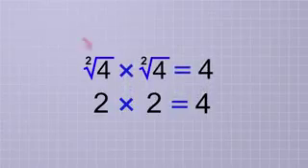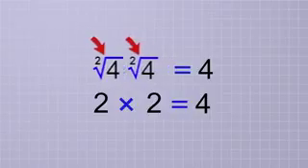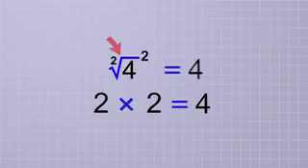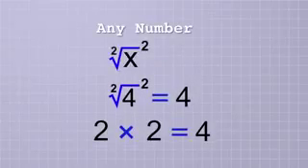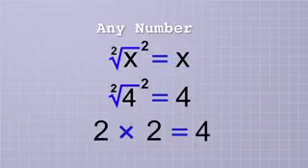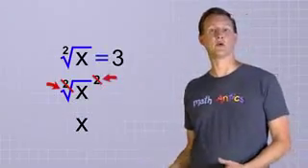And do you see how the square root of 4 times the square root of 4 is the same as the square root of 4 squared? And this is true for any number, which is why squaring the square root of x just leaves us with x. The exponent and the root operations cancel each other out. Okay, so we can undo the square root by squaring that side of the equation.